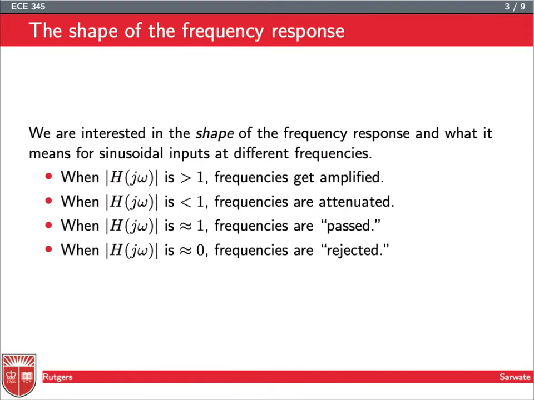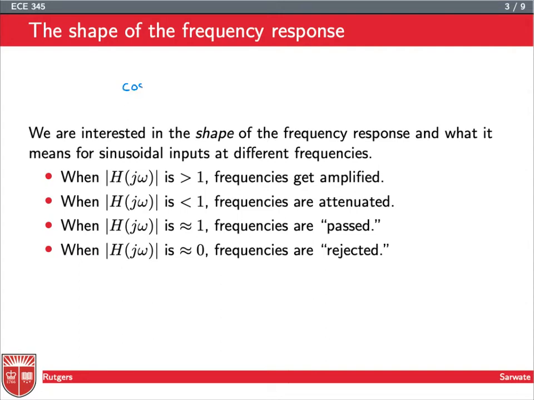So the name of the game right now is to be able to succinctly describe what filters are doing. And what do I mean by what they are doing? When we get to Fourier transforms, we're going to talk about how signals can be thought of as being made up of different frequency components. So when we say what the system is doing, what we mean is what the system is doing to components of the signal at different frequencies. And this all comes back to the fact that complex exponentials are eigenfunctions of LTI systems.